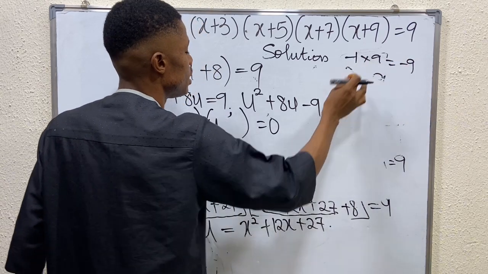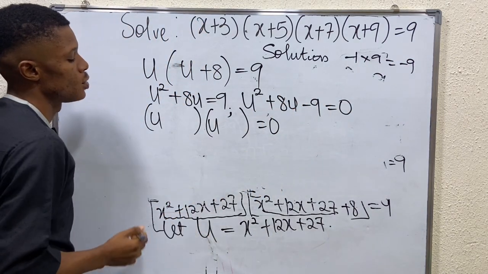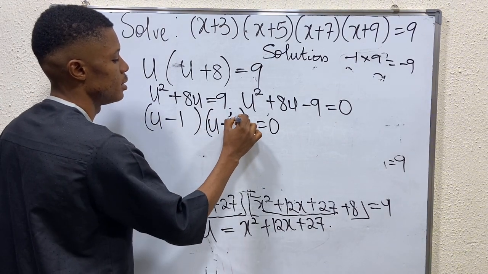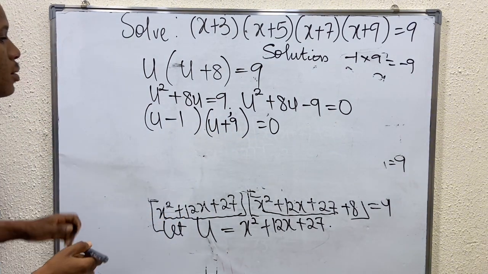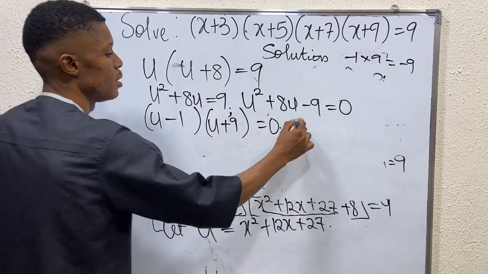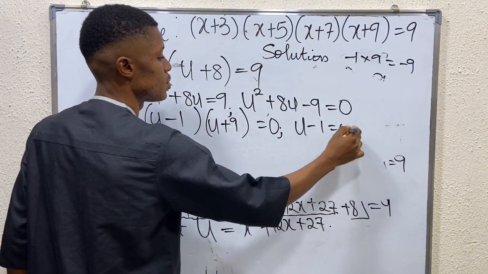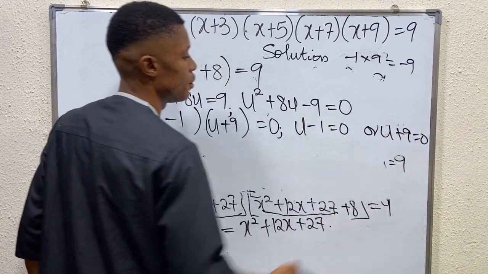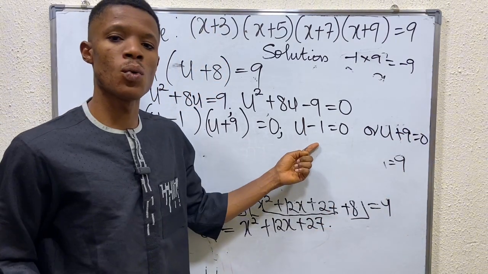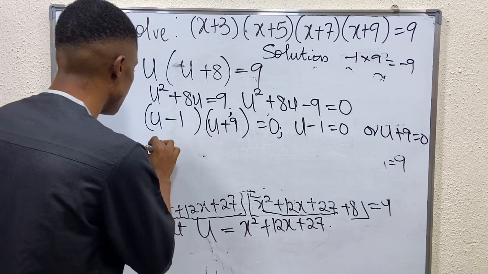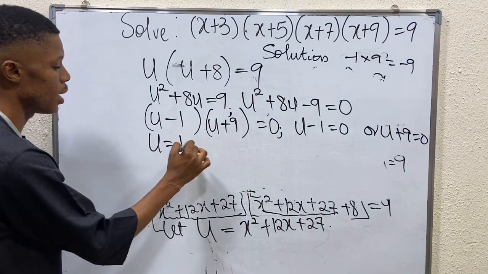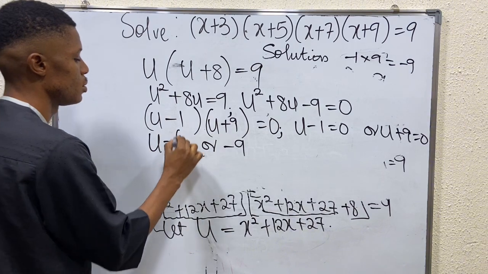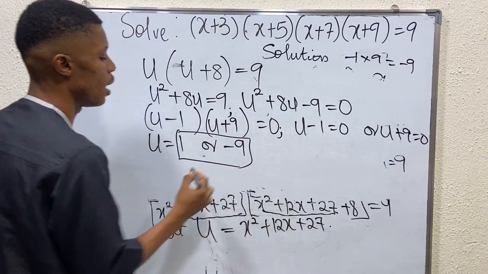And when you add them together, you are getting 8. So you can see we have it as minus 1 and plus 9. So these are the two factors. That shows that u minus 1 is equal to 0 or u plus 9 is equal to 0. If u minus 1 is equal to 0, it clearly says that u is equal to 1 or u is equal to minus 9. So these are the values for our u.